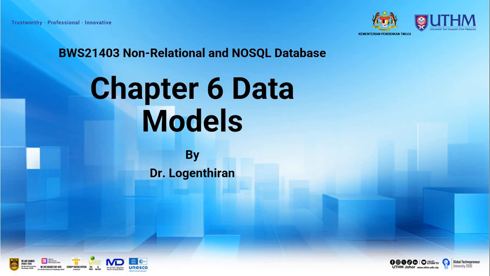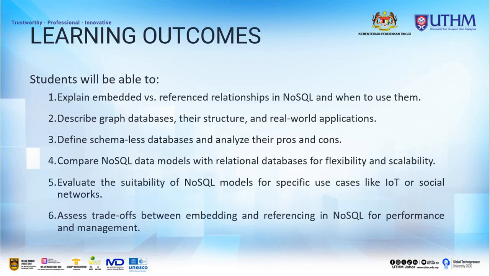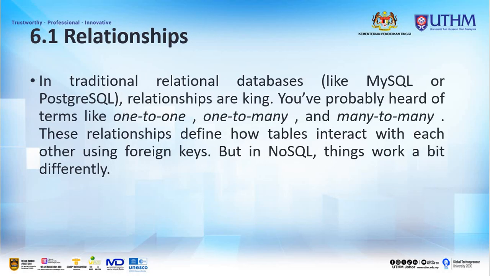Chapter 6 is data models. This one also is a short chapter. It consists of relationship, graph databases, and schemaless database. The learning outcome is that at the end of the lecture, students will be able to explain the embedded and reference relationship, describe the graph database, describe the schemaless database, compare the NoSQL data models, evaluate the suitability of NoSQL, and assess the trade-off between embedding and referencing NoSQL documents.